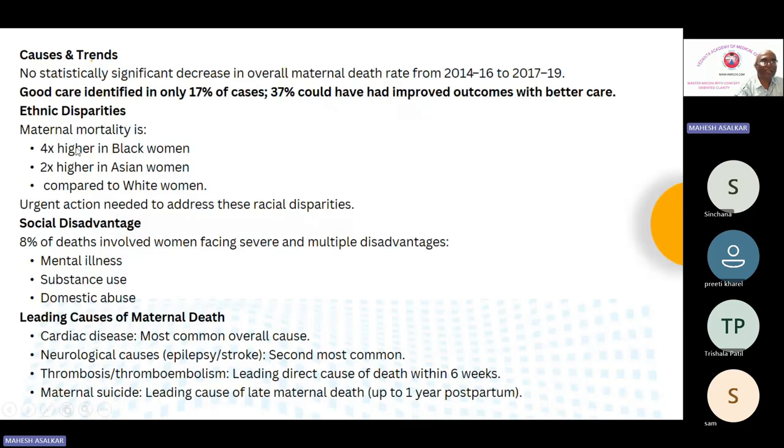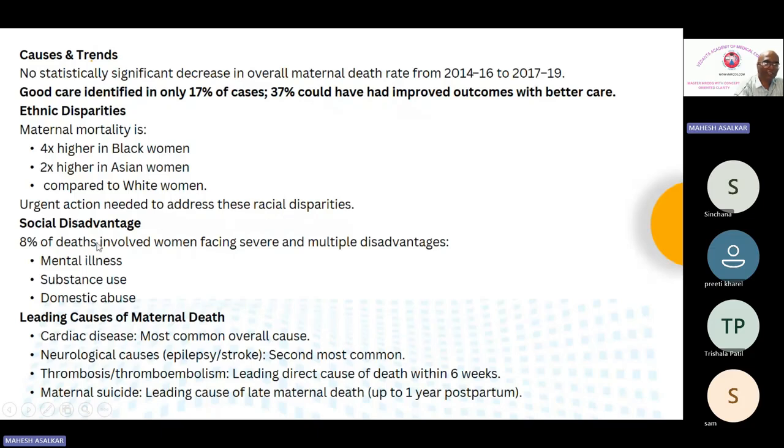Most of the things we have already covered, like there is no statistically significant decrease in the overall maternal deaths from the previous report. Then good care is seen only in 17% of cases, while 37% could have had improved outcome with better care. So overall 37% of cases would have had a different outcome if better care had been given. Then this we have seen, black women have 4 times higher chance than white women of maternal mortality. Asian women have 2 times higher compared to white women. Urgent action is needed to address these racial disparities.